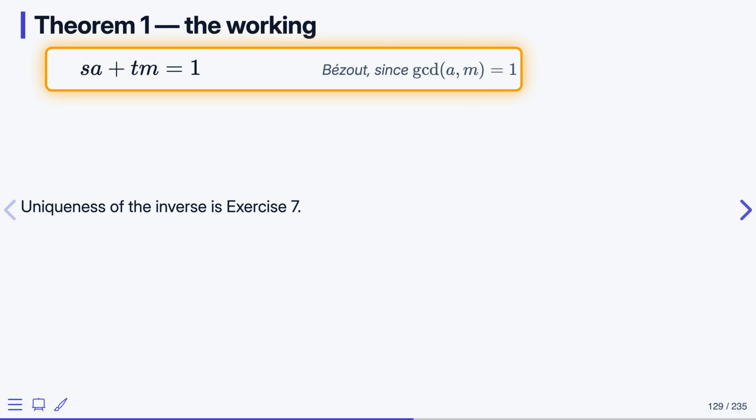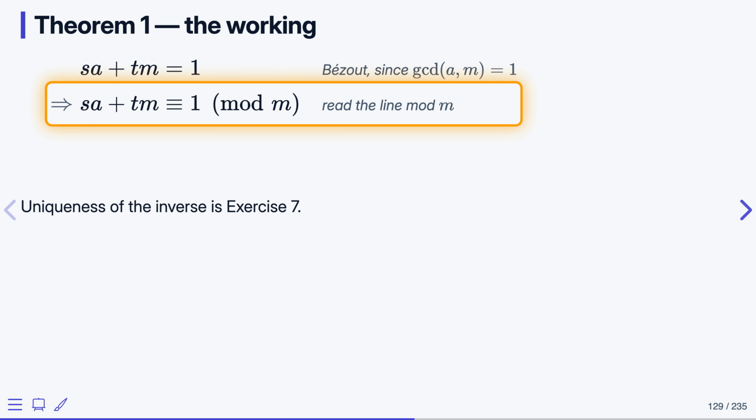Bezout does the heavy lifting here. Line 0. Because the greatest common divisor of a and m is 1, Bezout's theorem hands us whole numbers s and t with s times a plus t times m equal to 1. Step 1. Now read that whole line mod m.